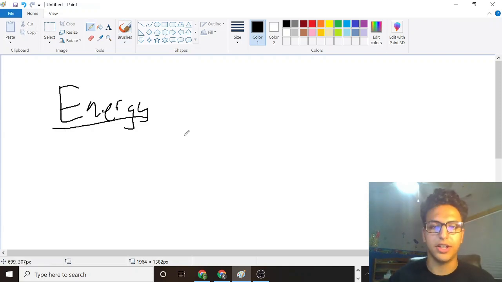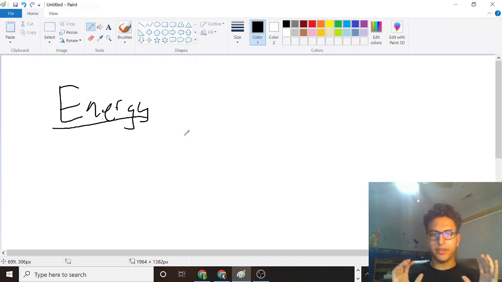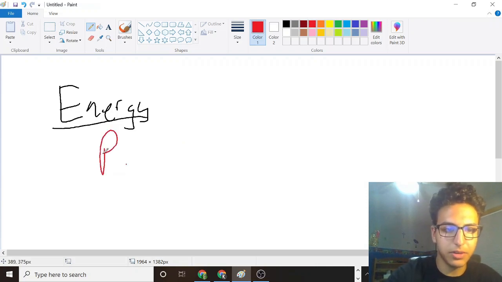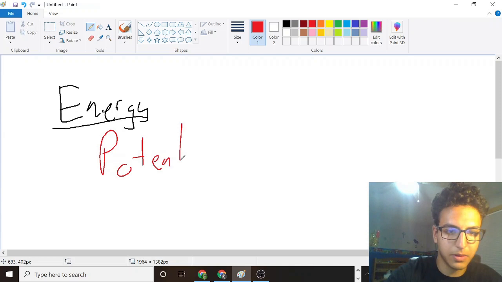So what is energy? Energy is like how much a body can move. Okay? So we'll explain it. If an object has high energy, it can move more or faster, or it has the potential to move more than a body with low energy. Alright, and so there are two main types of energy. Okay, we have potential and kinetic.